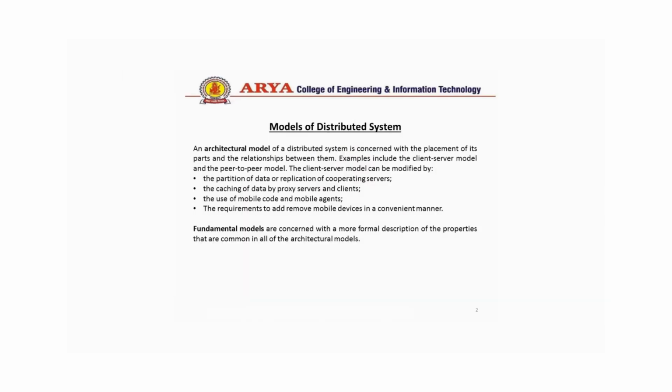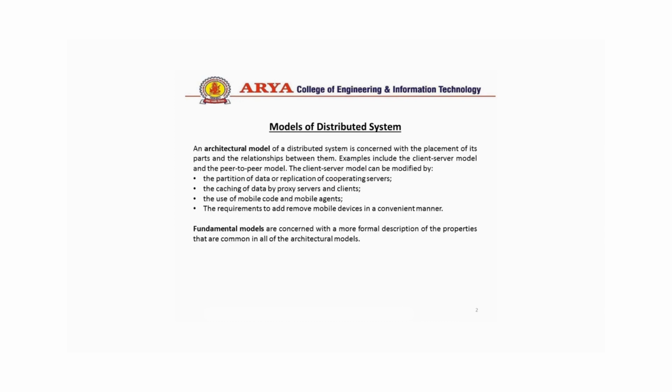The topic that we are going to discuss is models of distributed system. Here we are going to study now what are the different models in a distributed system. The first one is architectural model. What is an architectural model?